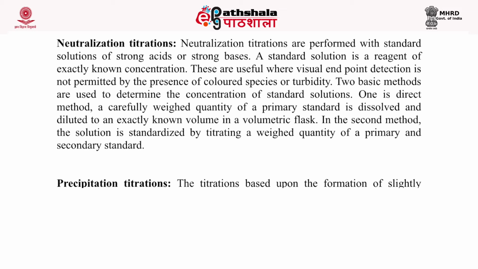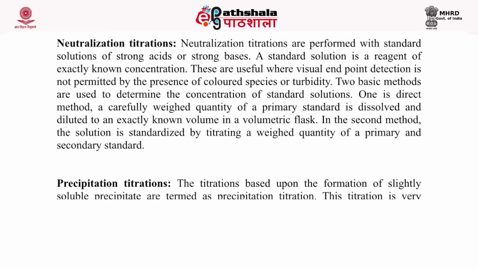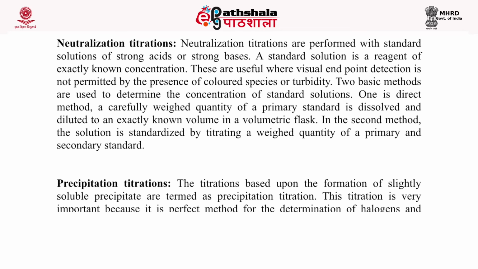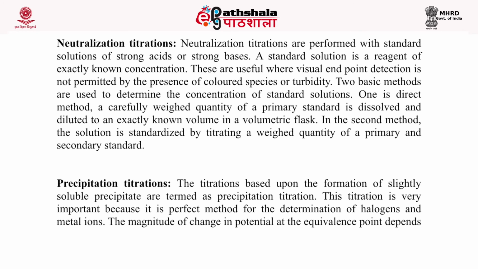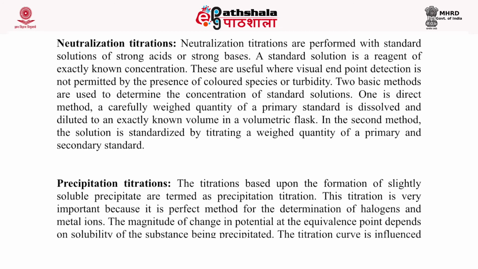Another type is precipitation titrations. These titrations are based upon the formation of a slightly soluble precipitate. This titration is very important because it is a perfect method for the determination of halogens and metal ions. The magnitude of change in potential at the equivalence point depends on the solubility of the substance being precipitated. The titration curve is influenced by the Ksp value.